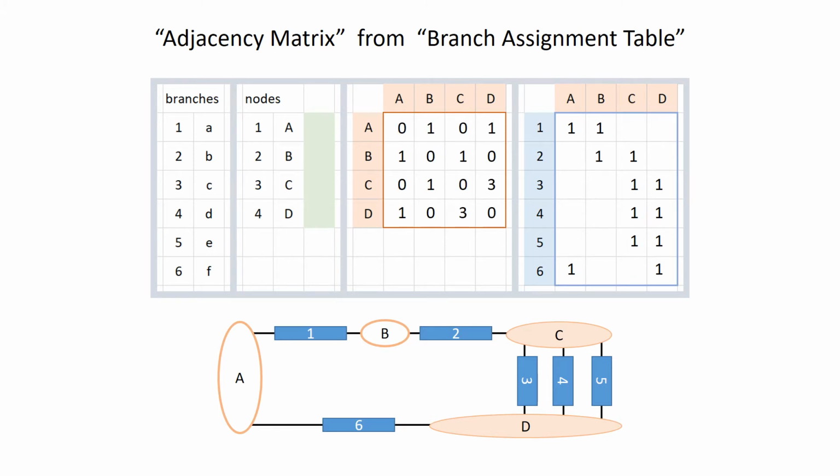But the adjacency matrix shows the number of branches that connect between nodes. So for example, node B can get to node C by a single branch, 2. So row B, column C, or row C, column B, there is some symmetry there, has a 1, right? And notice from C there are 3 branches, 3, 4, and 5, that can reach then node D. So row C and column D, or row D and column C have a 3.